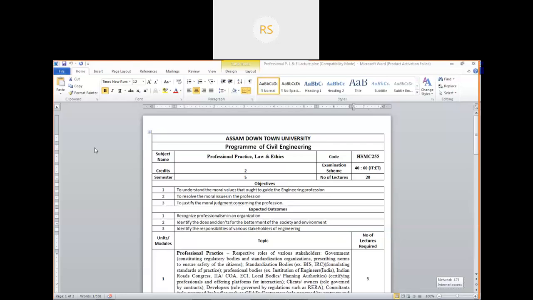Okay. So this is the new subject which is introduced by AICTE, that is the All India Council for Technical Education. The name of the subject is Professional Practice, Law and Ethics. Can you see it? Yes, sir. So this is a new subject. Why is this subject introduced to you? It's a very new thing, and it's very important that every engineer should go through this subject.